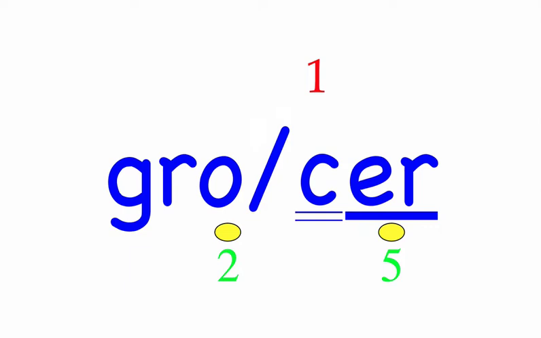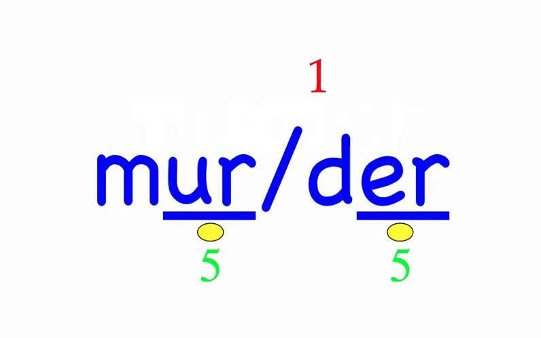Murder. Murder. There was a murder in the city. Murder. 2 syllables. First syllable, mer, 2 sounds: m, er. Der, 2 sounds: d, er. Murder. Now at this point, pause the video, mark the word. Once you've completed marking the word, advance the video screen.